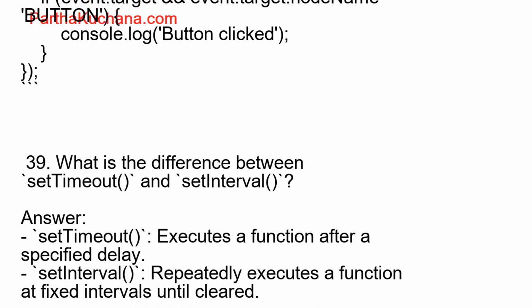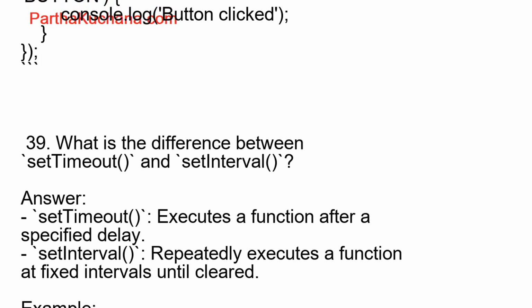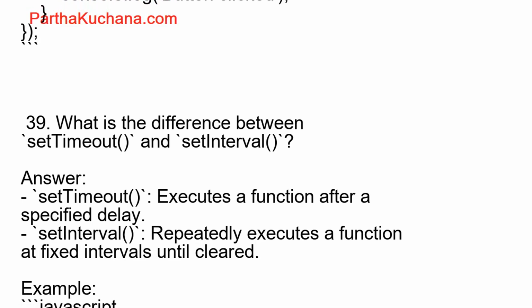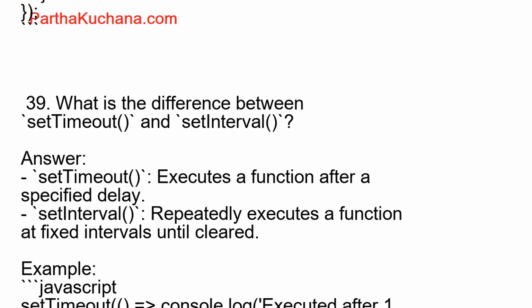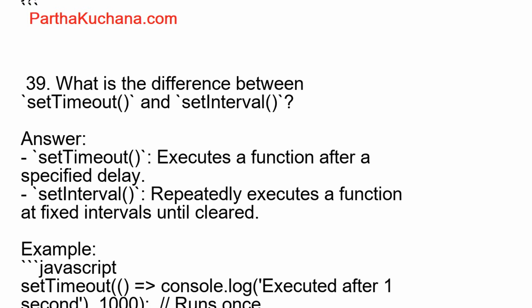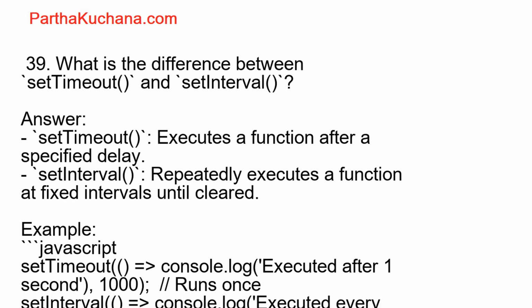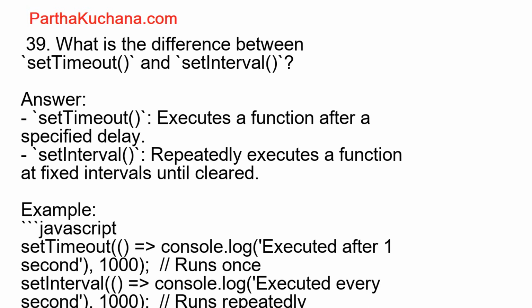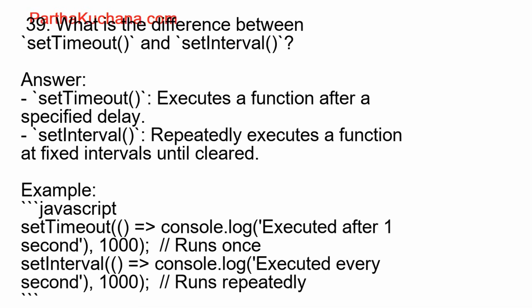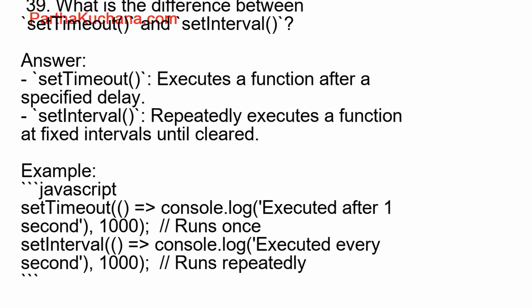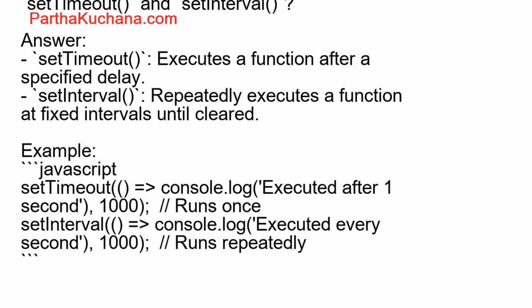41. How can you prevent the default behavior of an event in JavaScript? Answer. You can prevent the default behavior of an event using the event.preventDefault method. Example, JavaScript. document.querySelector(form).addEventListener(submit, function(event) { event.preventDefault(); // prevents the form from submitting.